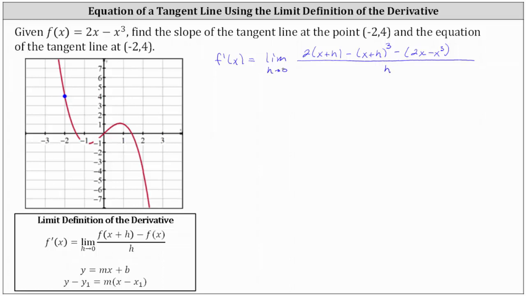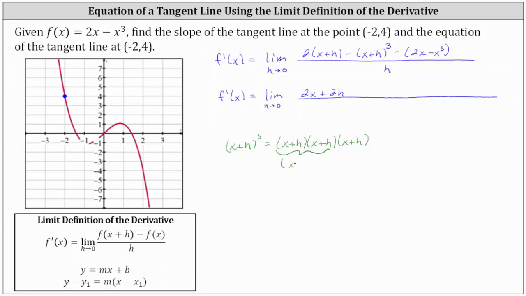Notice in this form we cannot perform direct substitution to determine the limit, because if we did, we'd have division by 0. So now we need to expand and simplify the numerator. Distributing 2, we have 2x plus 2h. And now we need to cube the quantity x plus h. There's a couple ways we can do this. We know we have 3 factors of x plus h. So we could multiply the first 2 binomials and get x squared plus 2hx plus h squared, and then multiply by the last factor of x plus h.